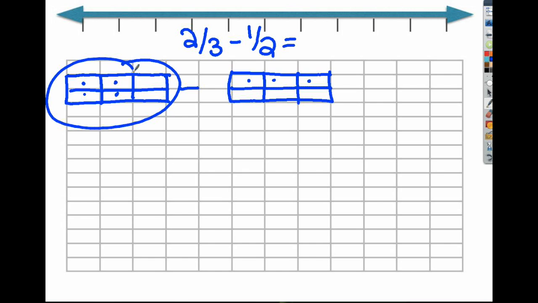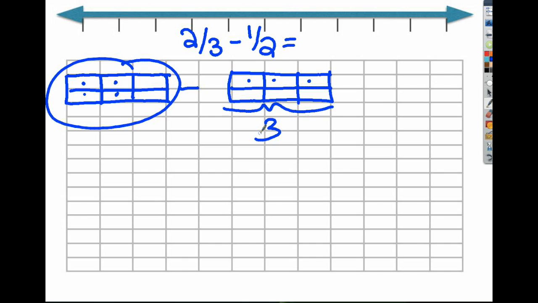It's just like a regular subtraction problem. It's like I have 4, and I'm going to take away 3. At least there's 1. So then you look at the second box. How many dots do I have? 3.